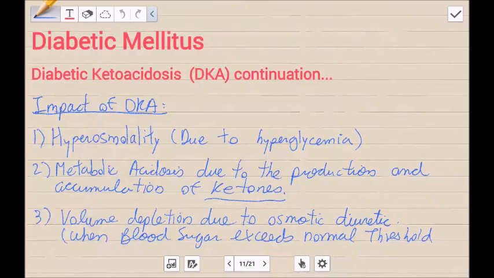So DKA, the impact of DKA: one is hyperosmolality due to the hyperglycemia, as we talked about earlier. Metabolic acidosis is due to the production and the accumulation of the ketone bodies as a byproduct of fat breakdown. And three is the volume depletion due to the osmotic diuresis. So when blood sugar exceeds the normal threshold that we said earlier, the body will want to excrete all the sugar, and it will need water to be able to do so.